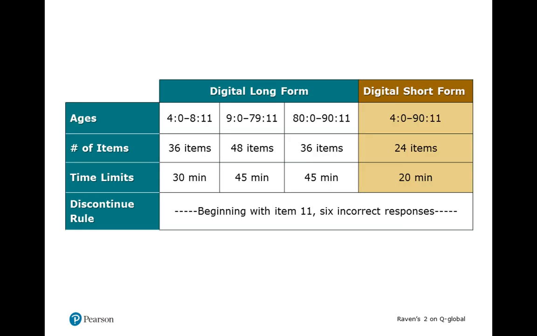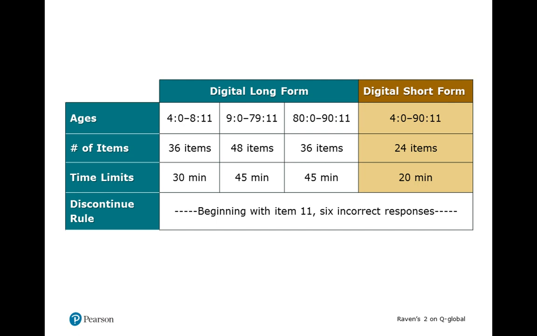The digital long form has 36 items for those ages 4 years through 8 years, 11 months, and those 80 years through 90 years, 11 months, and it has 48 items for those in the middle ranges, ages 9 years through 79 years, 11 months.